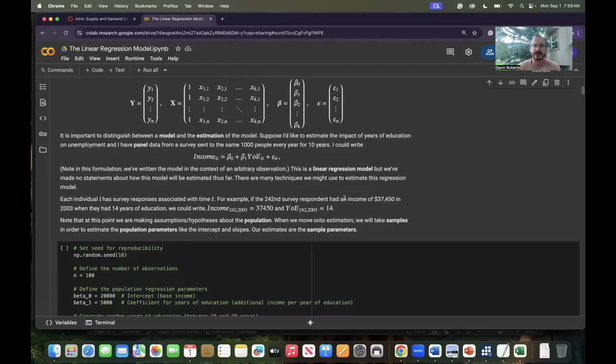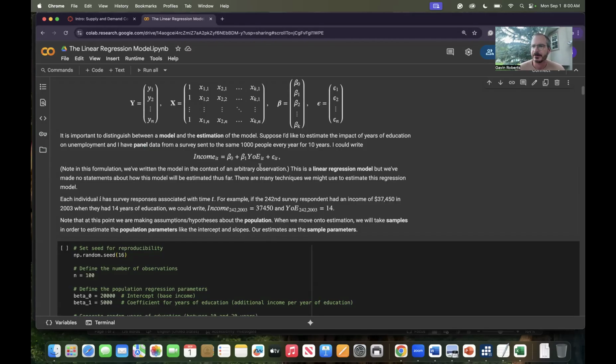Suppose I'd like to estimate the impact of years of education on unemployment, and I have panel data. We'll talk about different types of data in this class. Panel data means time is changing, so we have a time series component, and space is changing. So maybe I'm tracking 100 students, 2 in every state, and I'm getting data from them once a year. That's panel data because they're in every state, so they're spread out geographically, spatially, but I'm also observing them over the passage of time. That would be panel data, or longitudinal data.